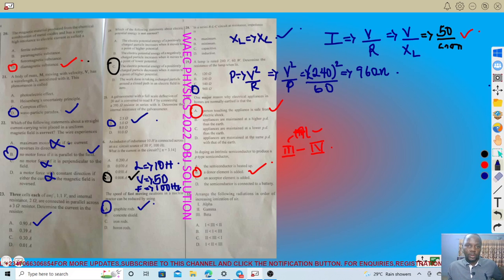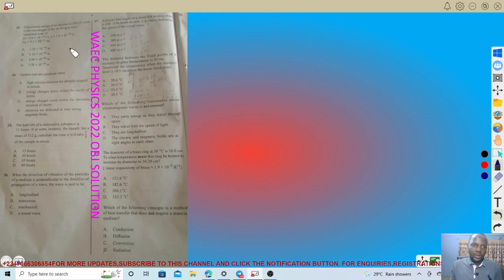I have to focus on the most important one, 33, because I'm being signaled that I don't have time again. So I think I have been too nice in solving. Let's move on. If the kinetic energy of an electron is 100 electron volts, I should make a rule.